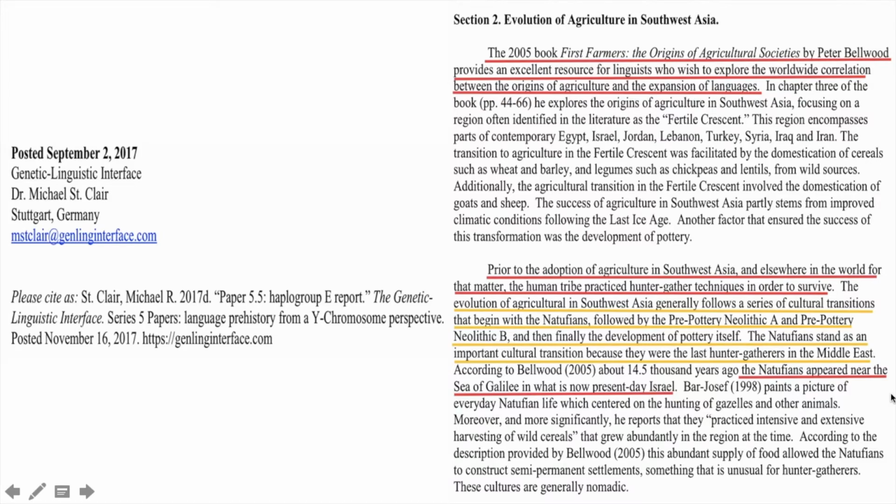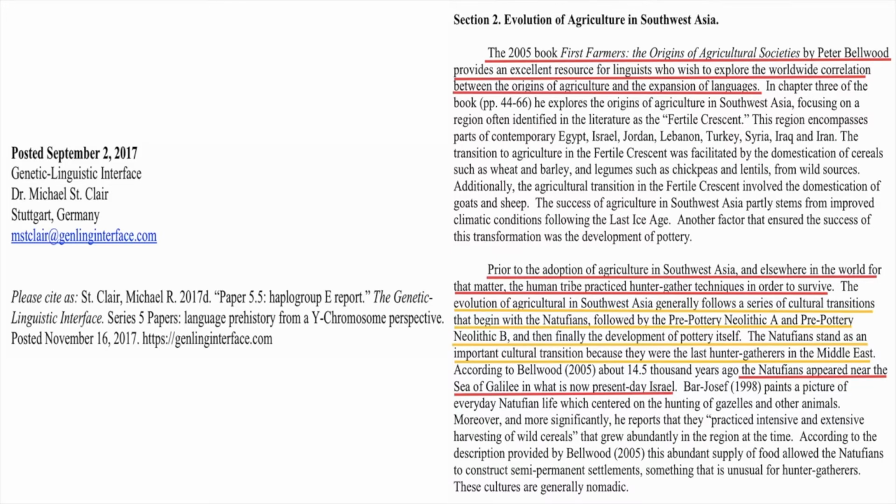So let's learn a little bit more about this era of time. Prior to the adoption of agriculture in Southwest Asia and elsewhere in the world, for that matter, the human triad practiced hunter-gatherer techniques in order to survive. The evolution of agriculture in Southwest Asia generally follows a series of cultural transitions that begin with the Natufians, followed by the pre-pottery Neolithic A, like in Ur, and pre-pottery Neolithic B, and then finally the development of pottery itself.